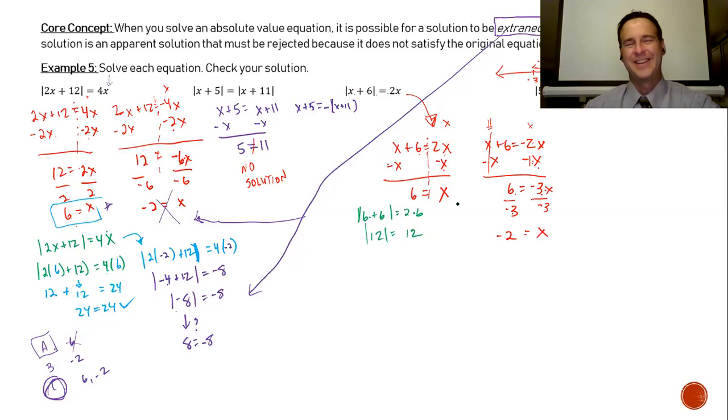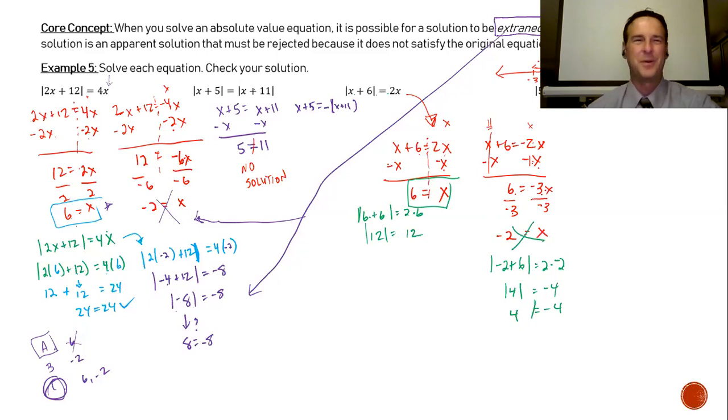Okay. Now, does it work when you do -2? I don't know. And let's see. So -2 plus 6 is 4. And absolute value is 4. Okay. And then 2 times -2 is -4. And no, those are not equal. So my only answer is this dude right there. Okay. This will not be an answer.